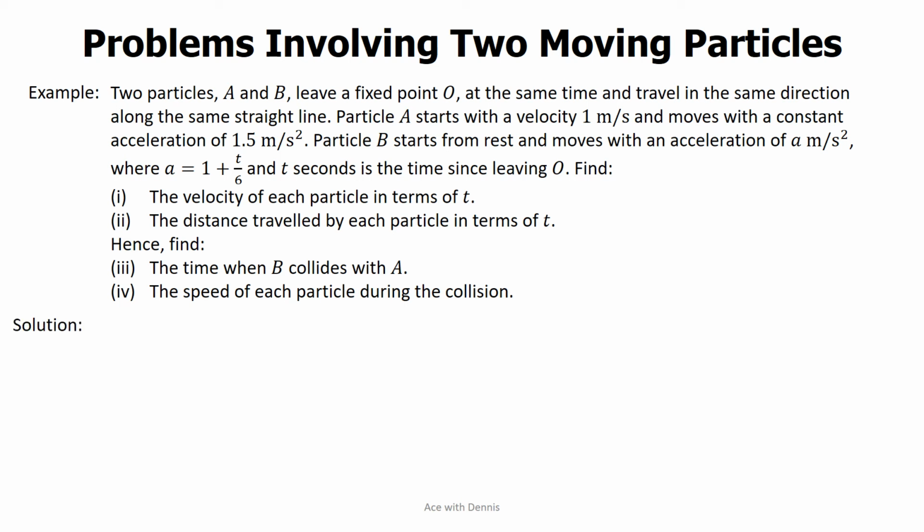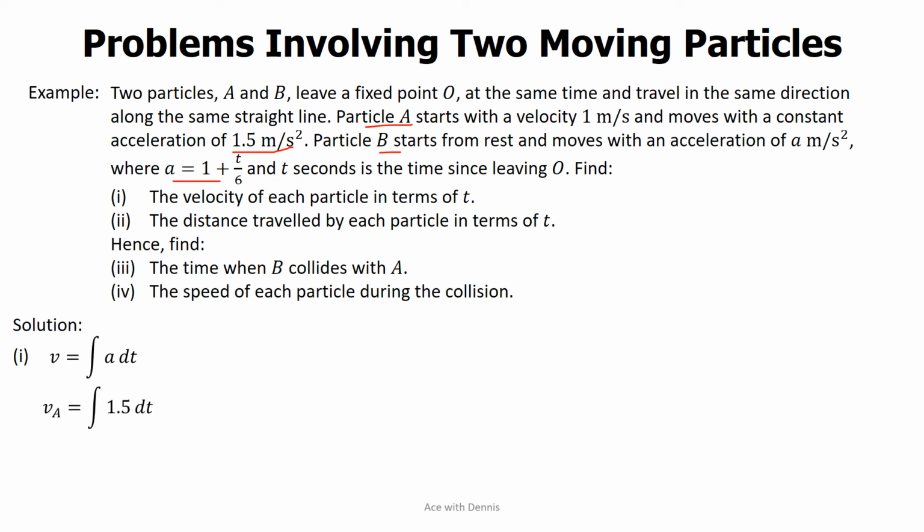Here's a solution. Let's look at this question. It is given the equation of the acceleration for particle B and particle A. Particle A moves at constant acceleration 1.5 meters per second squared. Right? So from here, part 1, to find the velocity, it is an integration of a dt.